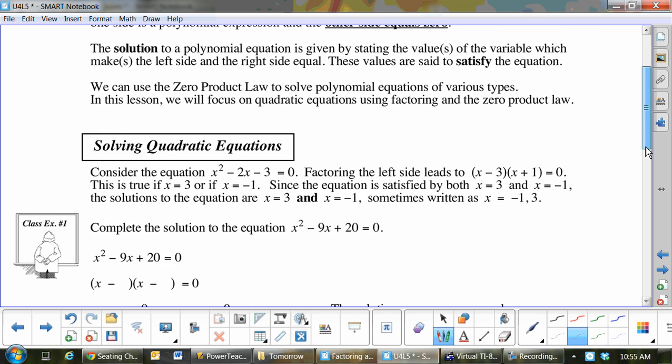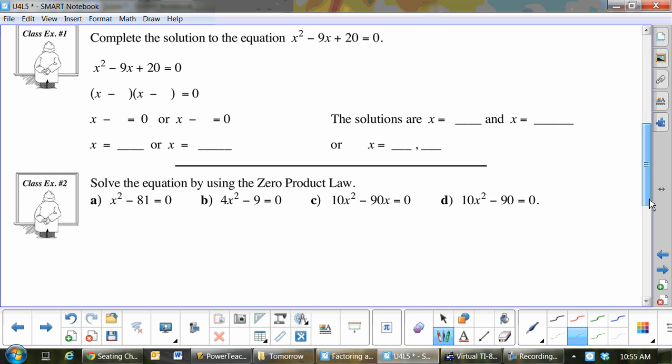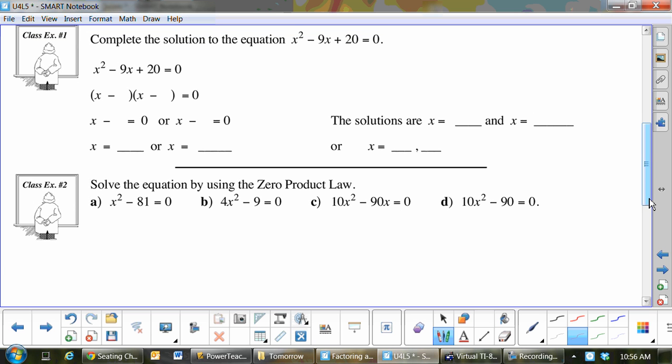And let's go right down to this example. Now, do you see that x squared minus 9x plus 20 equals 0? And it says, well, find what x is that makes it equal 0. That's called the zeros. Finding the solution is the same thing as finding the zeros.